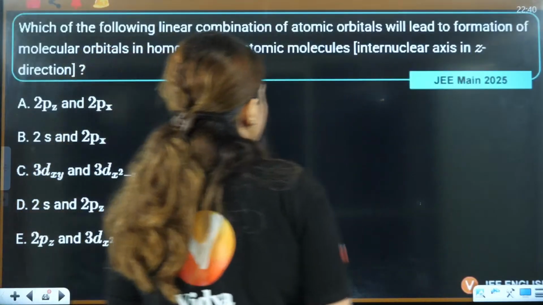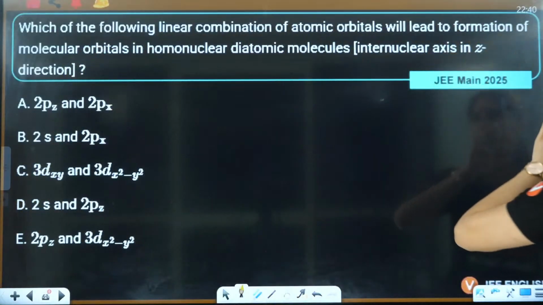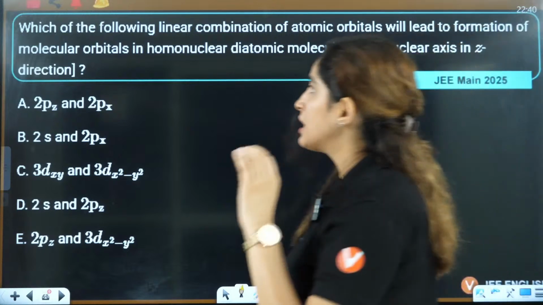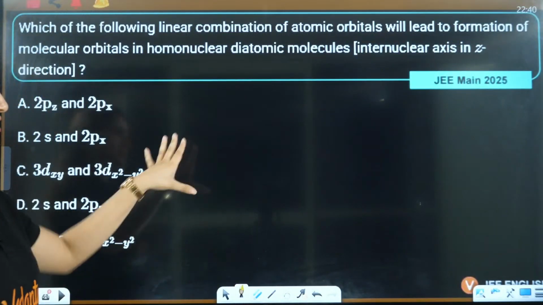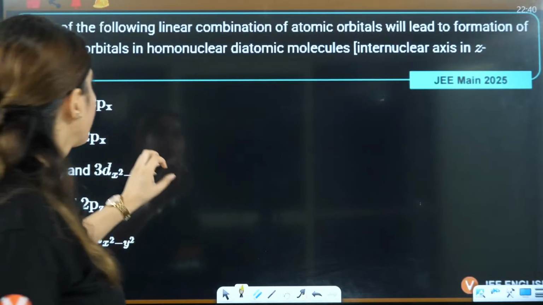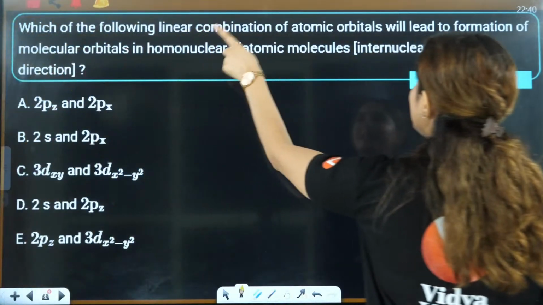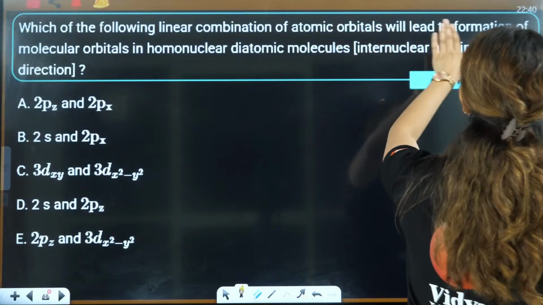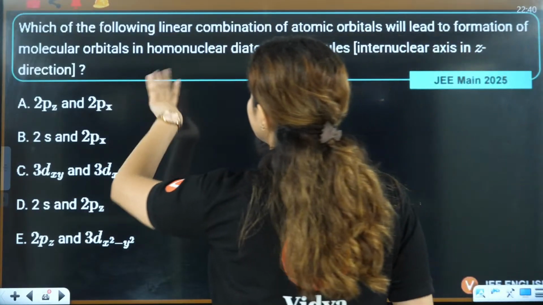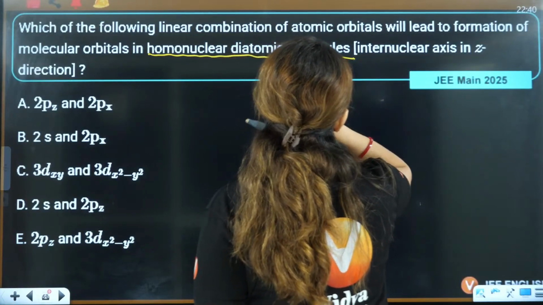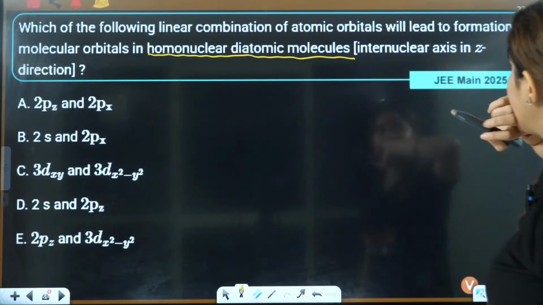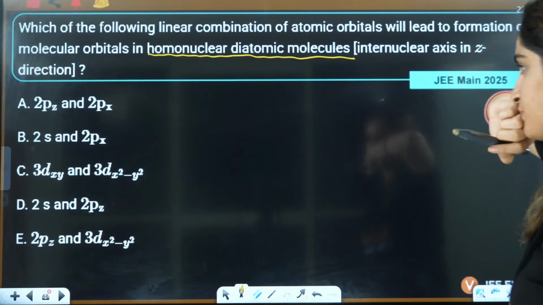How actually it happens. So, a JEE 2025 question that is based on the molecular orbital but not the electronic configuration. It's a general question that they are asking you. Which of the following linear combination of atomic orbitals will lead to formation of molecular orbitals in homonuclear diatomic molecules, internuclear axis in Z direction?